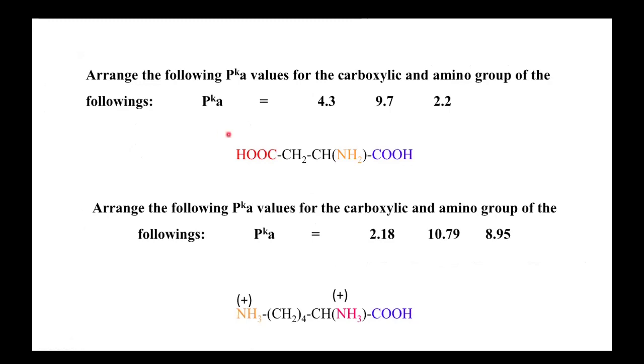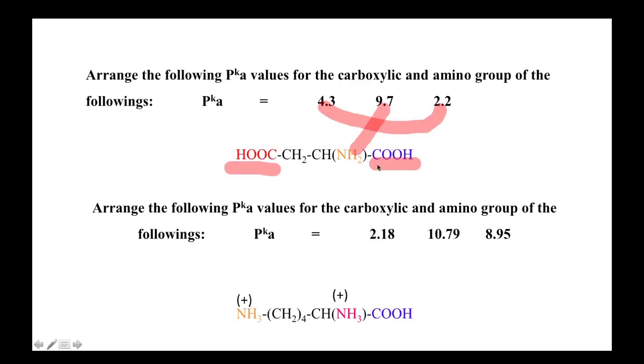The very next question, here a few pK values are given. One is around 4.3, another one is around 9.7. So all the values are given, and you are asked to assign the particular value for the respective groups. So let's find out now. Here are the carboxylic groups, two carboxylic groups, so the value should be near either this or this. That means 9.7 should be for the NH2 group.